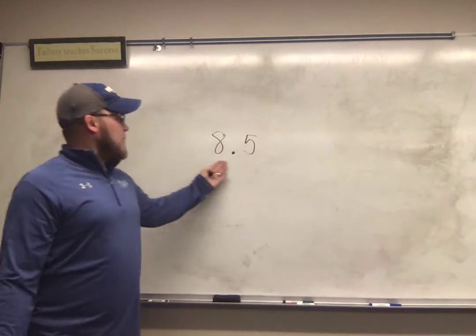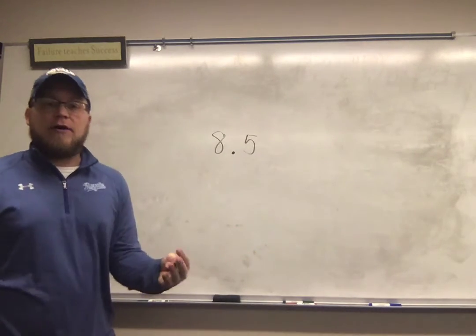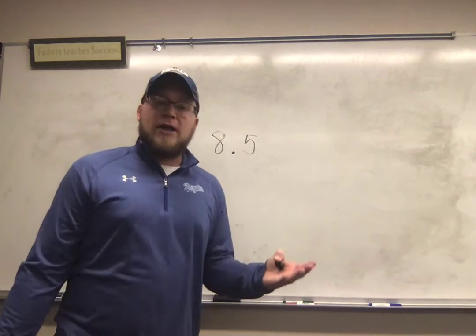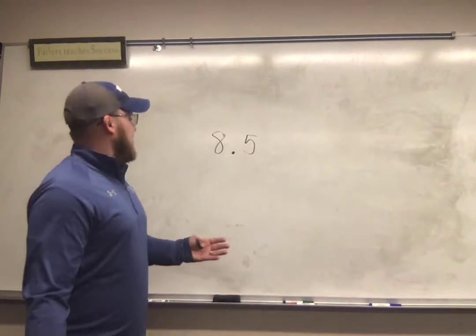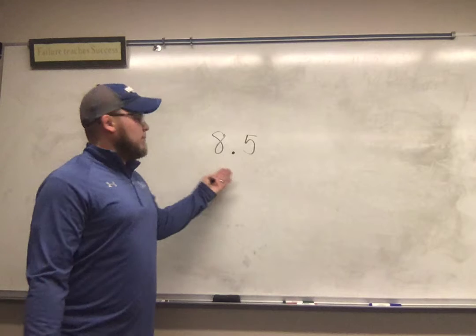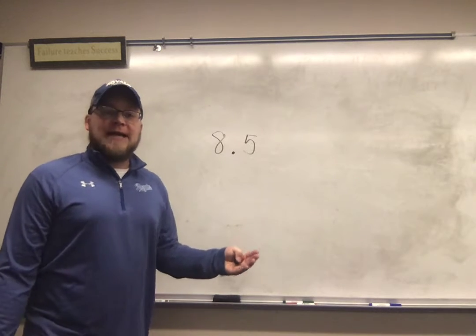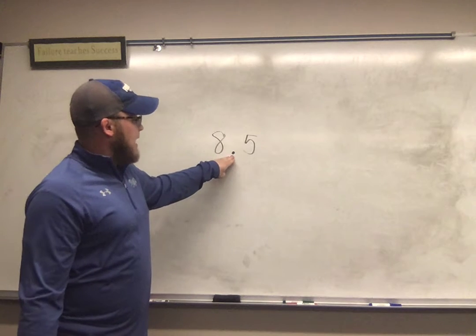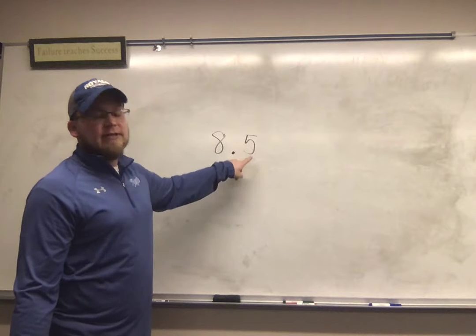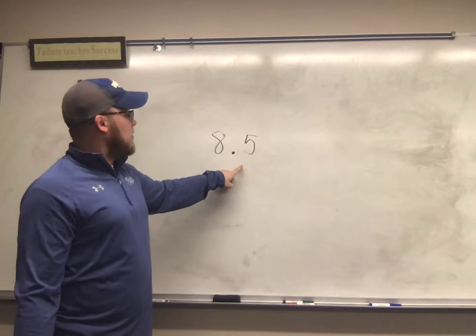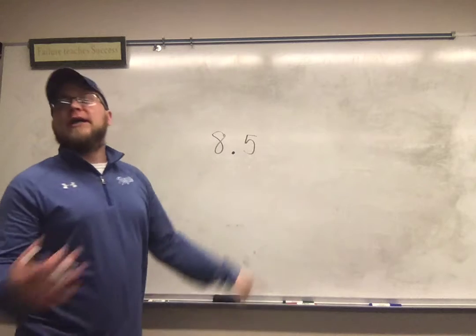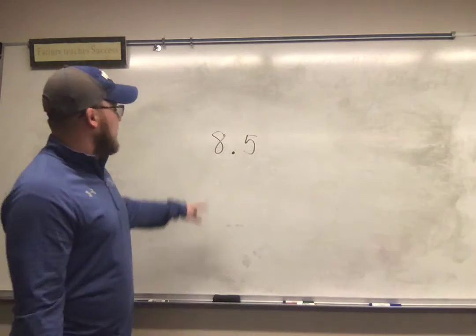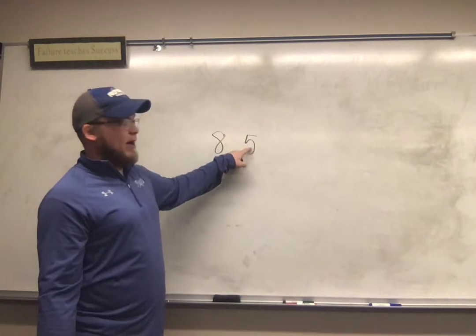Okay, I mean, obviously we all know that's 8.5. Now 8.5 is a fine way of saying the number, but it's not exactly what we're looking for here right now. I'd say it as 8 and 5 tenths. Okay, so what number is it and what place value does it end in? That's super important. 8 and 5 tenths.